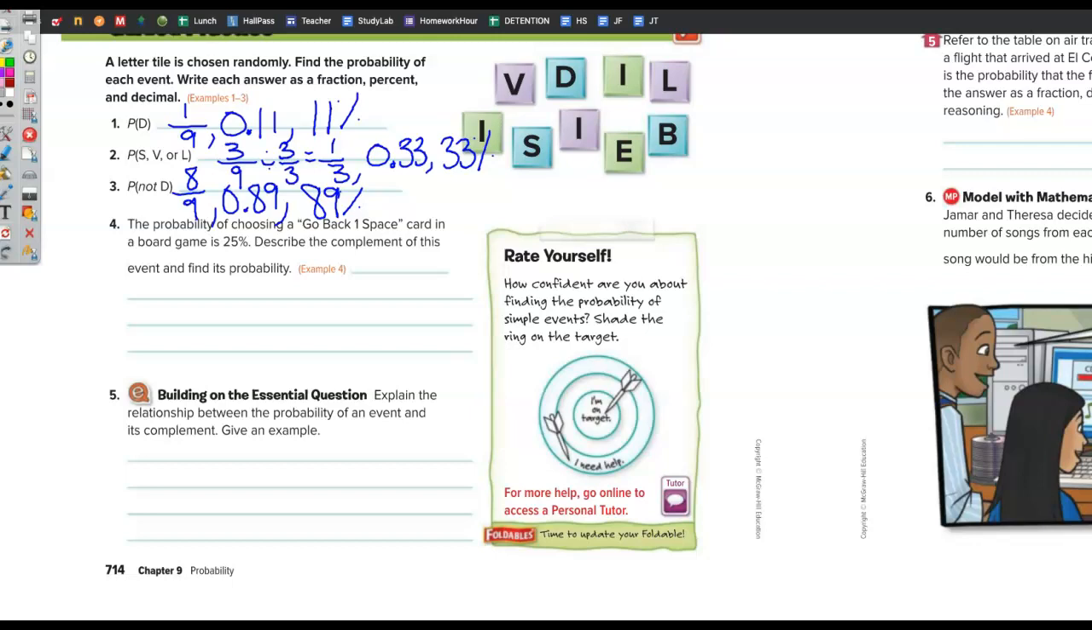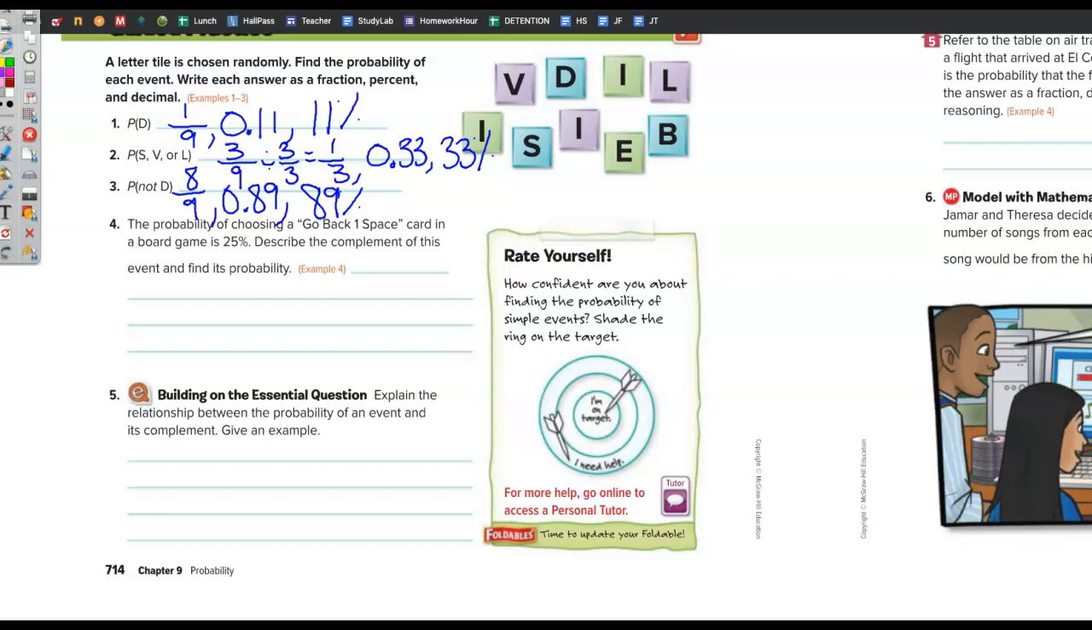All right, number 4. The probability of choosing a go back one space card in a board game is 25%. Describe the complement and then find its probability. Trey, what do you think the complement to choosing a go back one space is? Oh, okay, so you're saying go forward. But if you think about it, if you're playing a game like Monopoly, and you choose a go back one space, what's the opposite of that?